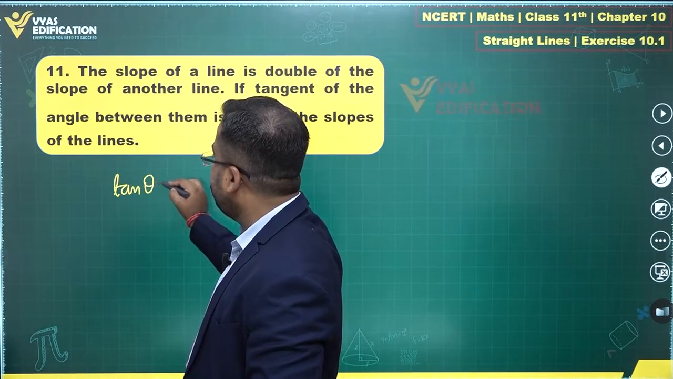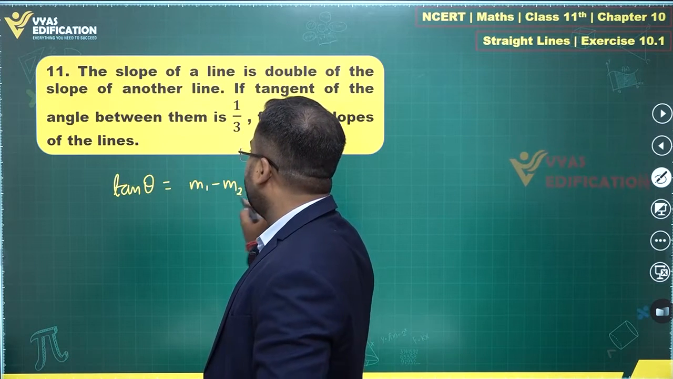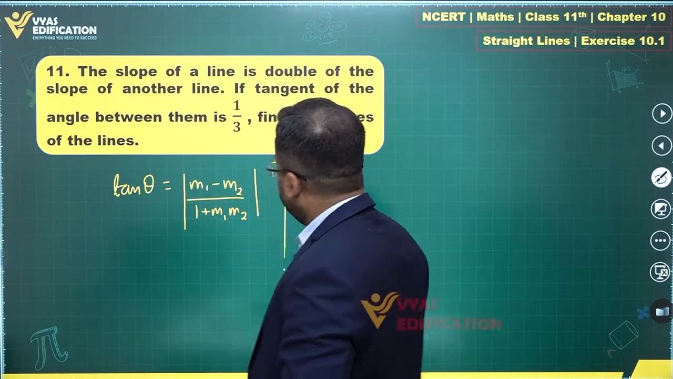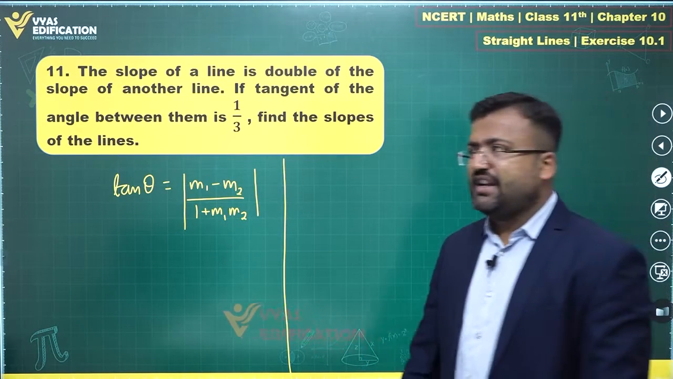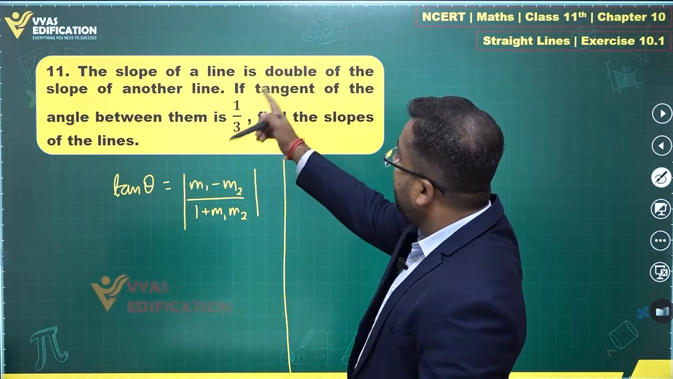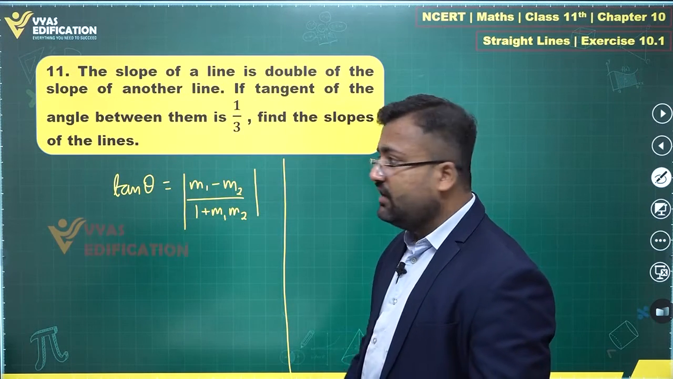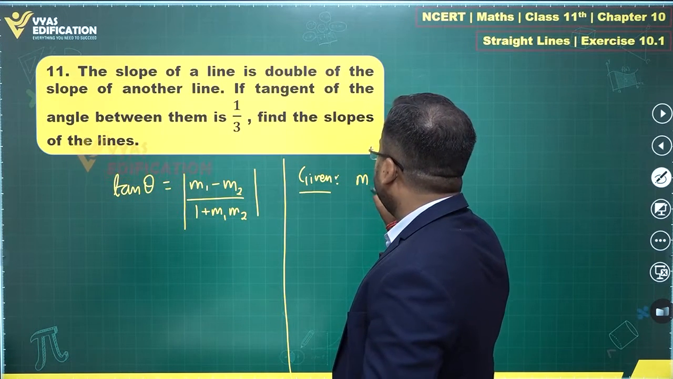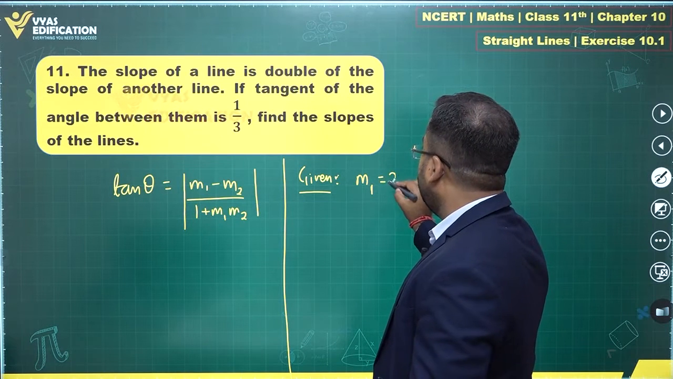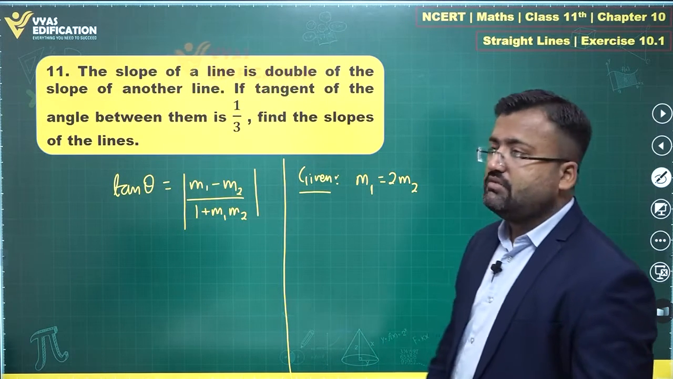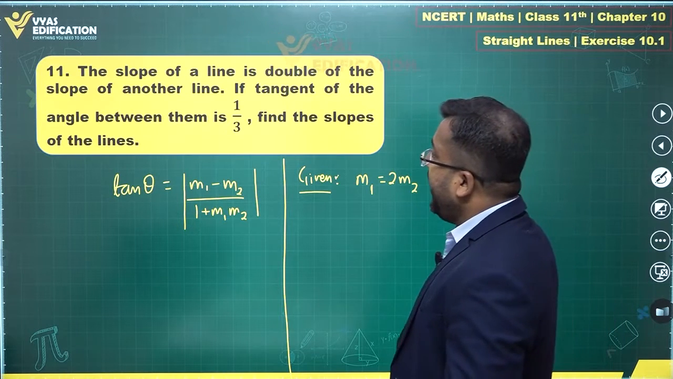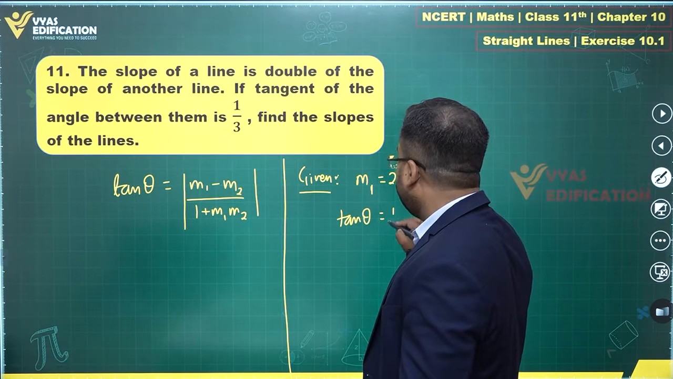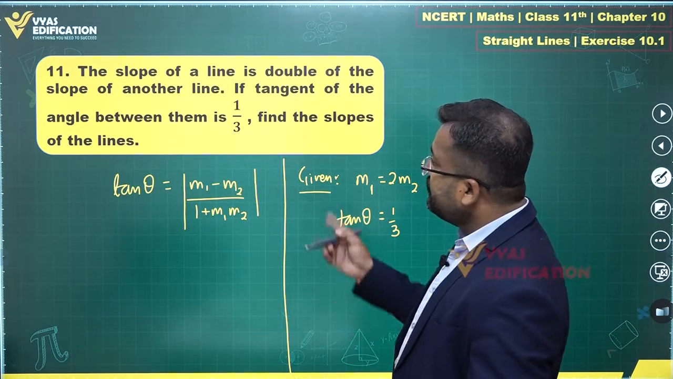The angle between lines is given by tan theta equal to the modulus of m1 minus m2 upon 1 plus m1 m2. So the angle between the lines will be theta and 180 degrees minus theta. The slope of a line is double the slope of another line, so it is given that m1, the slope of one line, is double the slope of the other line. If the tangent of the angle between them is 1 by 3, it is given that tan theta is equal to 1 by 3. Find the slopes of the lines.